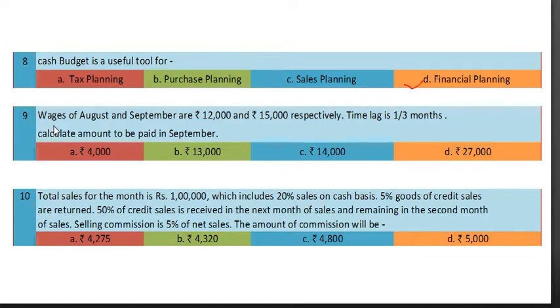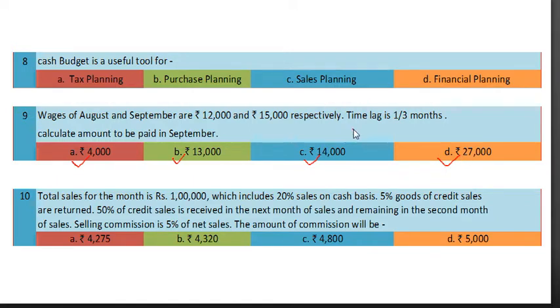Number 9. Wages of August and September are rupees 12,000 and 15,000 respectively. Time lag is 1/3 months. Calculate amount to be paid in September. So in the month of September we have to find out the payment of wages. Option A rupees 4,000, option B rupees 13,000, option C rupees 14,000, and option D rupees 27,000.